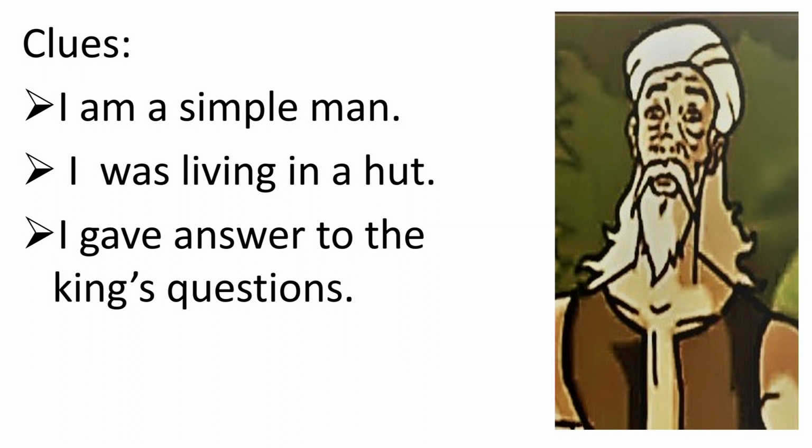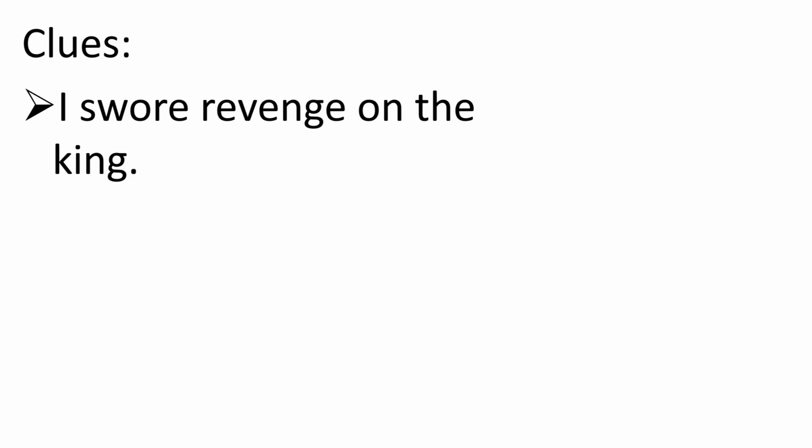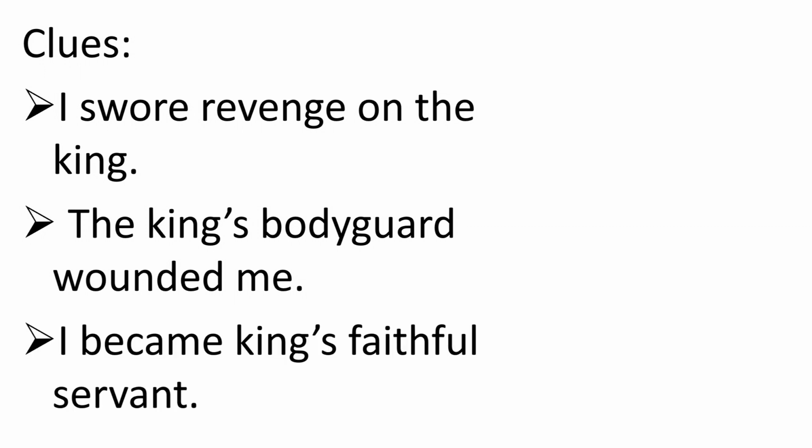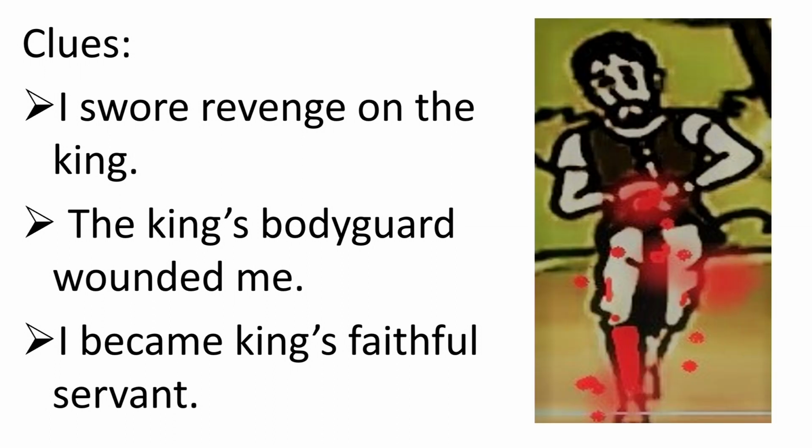Now, let us move to the next word. Clues are, I swore revenge on the king. I wanted to take revenge on the king. The king's bodyguard wounded me. Who is that person? Don't know? This is one more clue. I became the king's faithful servant. Who is that person? Very good. It is the wounded man or the bearded man. These are the clues.